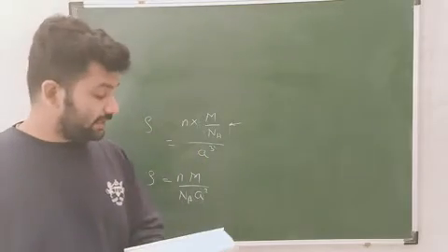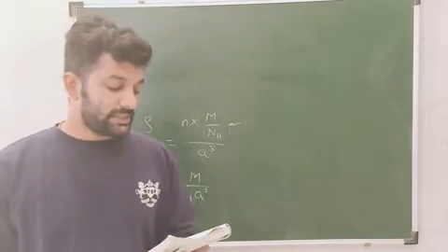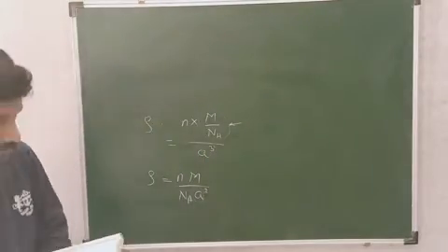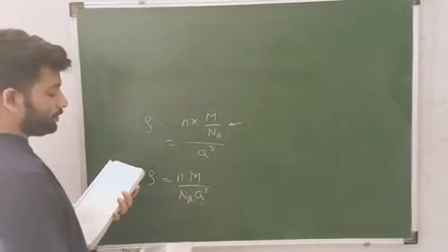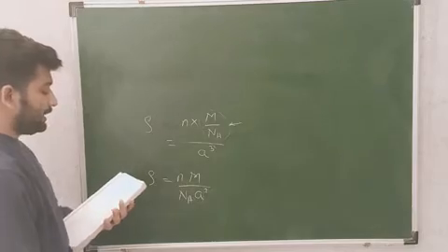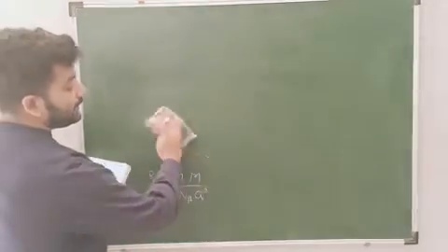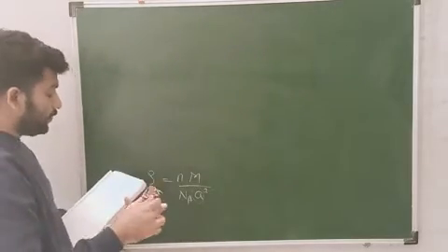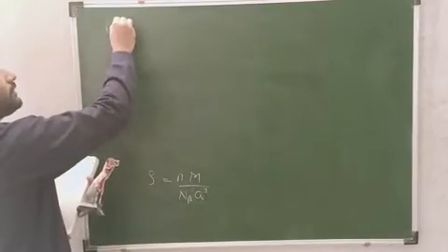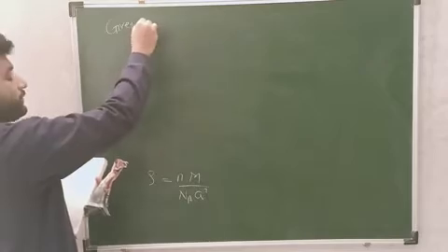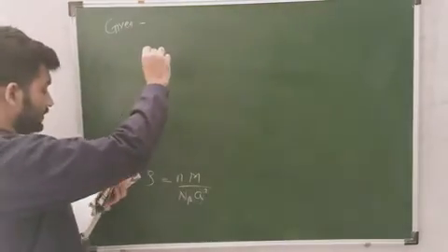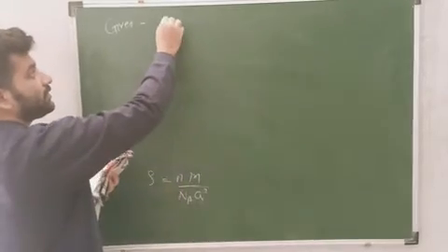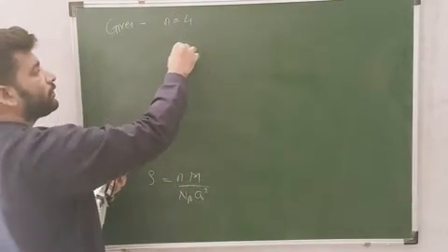First, we will solve a simple example. Silver crystallizes in FCC structure with edge length of 408.7 picometers. Calculate the density of silver. They have asked us to find the density of silver, so we can use this formula. First, we will write down the given things. Silver crystallizes in FCC structure. FCC means face centered, so the value of N will be 4.